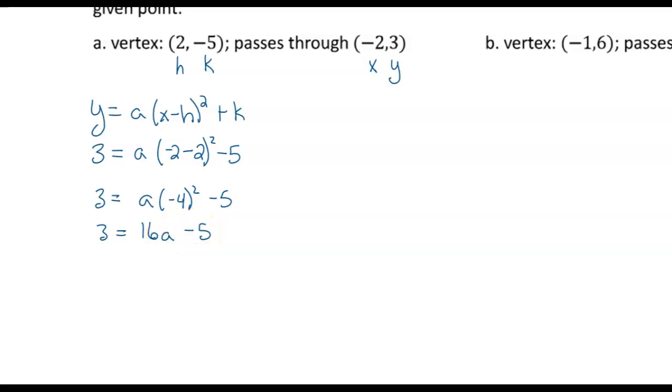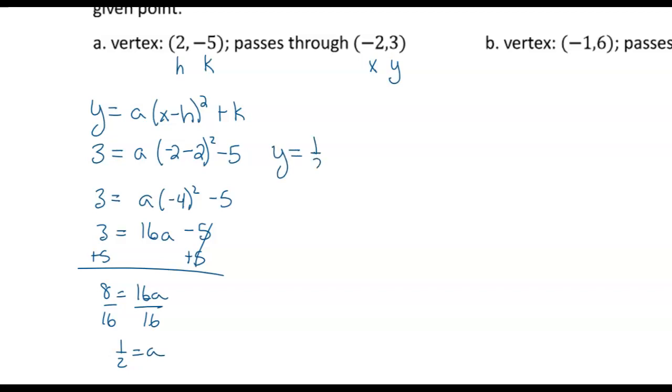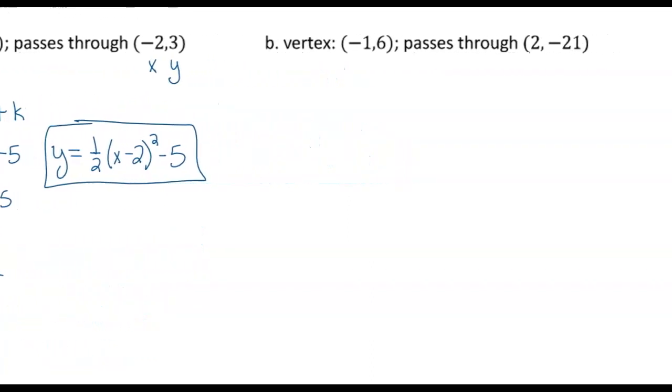Now we're going to solve for a. We'll add 5, so we get 8 equals 16a, and divide by 16. So a is 1/2. Now you can go back into your equation and you have your a value. You have x minus your h value, which was 2, and your k value was -5. So here's your solution.